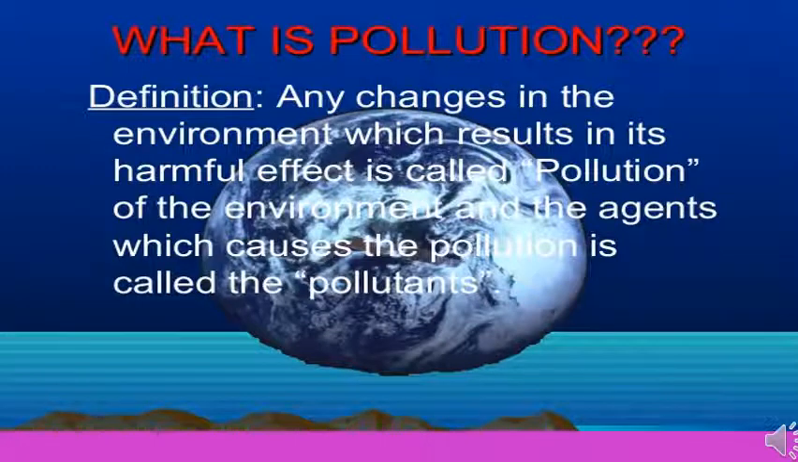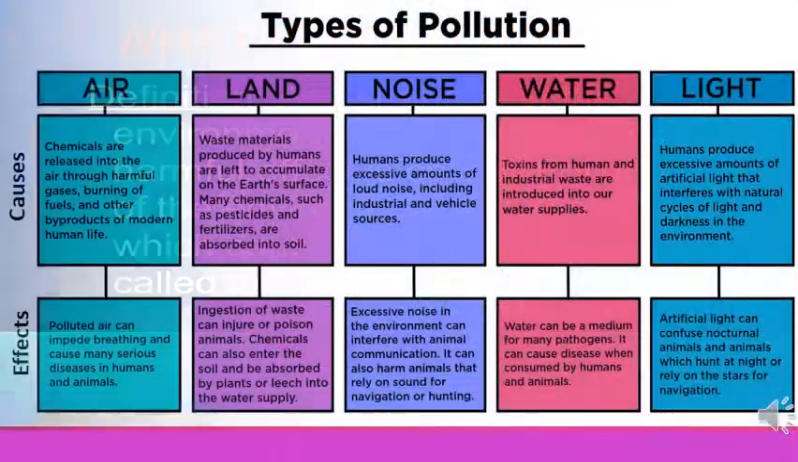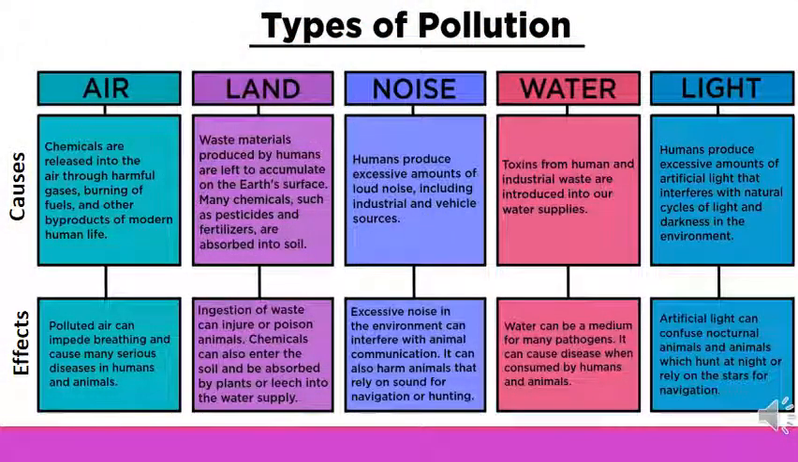What is pollution? Any change or changes in the environment which result in its harmful effect is called pollution of the environment. The agents which cause the pollution are called pollutants. There are different types of pollution: air pollution, land pollution, noise pollution, water pollution, and light pollution. But only air pollution and water pollution are in our syllabus. So let's see what is air pollution.